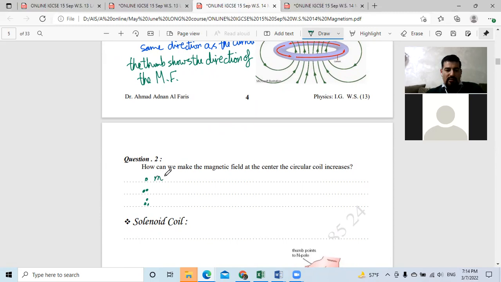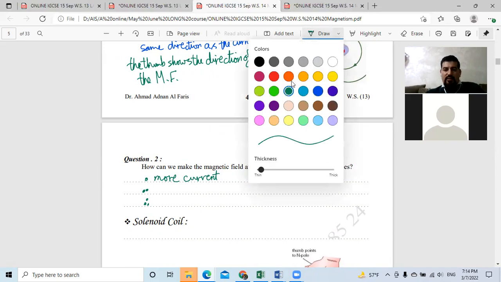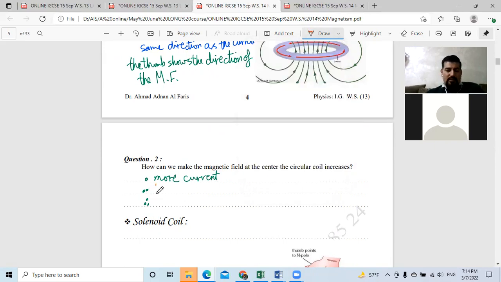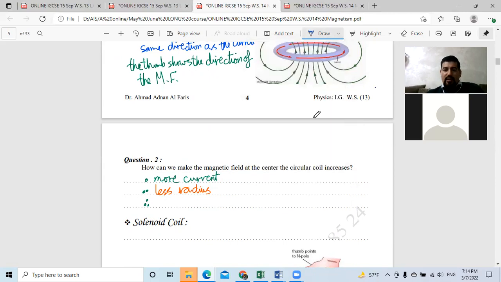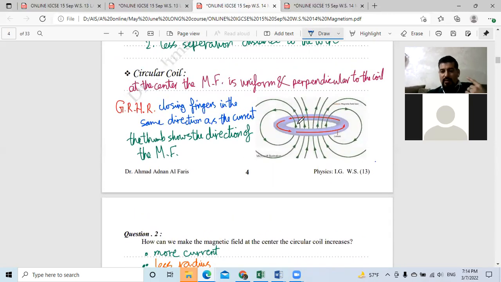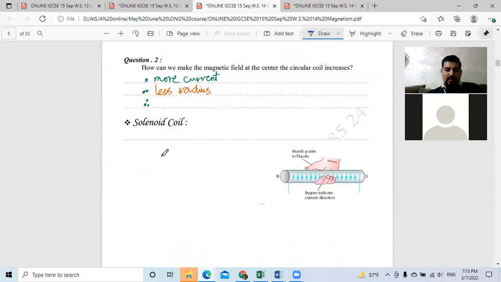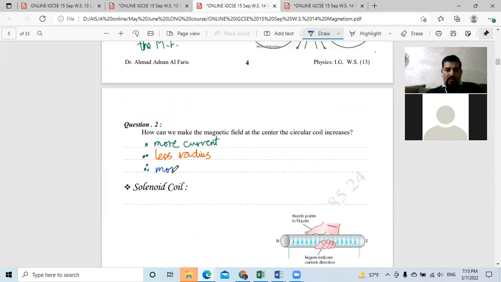So more current, that's number one. Number two, less radius or less diameter. The third one is something related to circumference. It's less radius relative to circumference. Number three, it's a coil. Instead of having one wire, I will have what? Increase the number of turns of the coil, right? More turns of the coil.